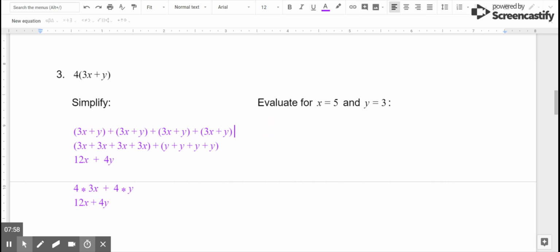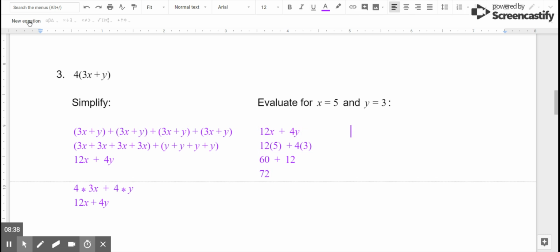After that, I'm asked to evaluate for x equals 5 and y equals 3. Once again, there are 2 ways to do this. One way would be to use my simplified expression. That way, in my opinion, is always easier. So I'm taking 12x plus 4y. And I know that x is 5 and y is 3. So that changes this to 12 times 5 plus 4 times 3. 12 times 5 is 60, and 4 times 3 is 12. So when I finish simplifying this, that gives me the value of 72.